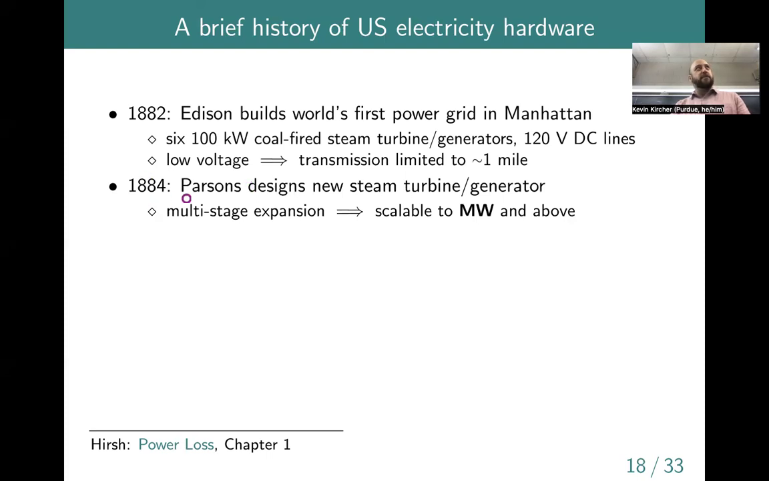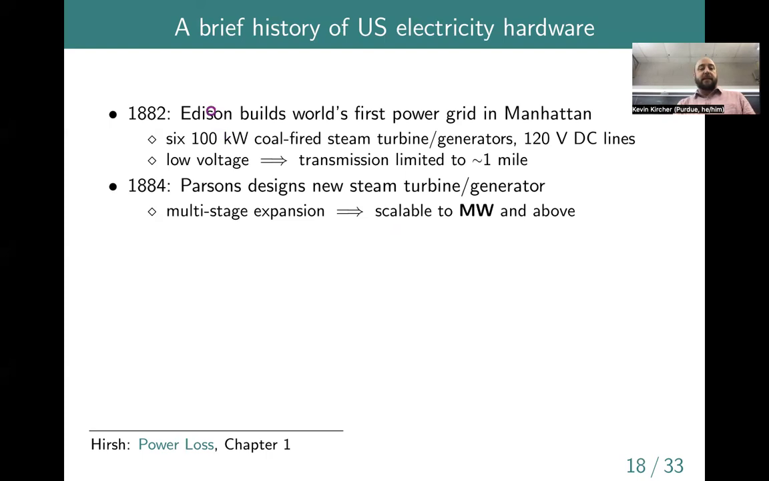A scientist or engineer, I think named Charles Parsons in the UK, around the same time frame, basically came up with a new design for a steam turbine generator that used what's called multi-stage expansion in multiple turbines. So rather than having super hot, super high pressure steam flowing through one turbine, you might have it flow through a high pressure turbine and then get rerouted into a medium pressure turbine and then a lower pressure turbine. So this multi-stage, for various reasons, led to kind of scalability.